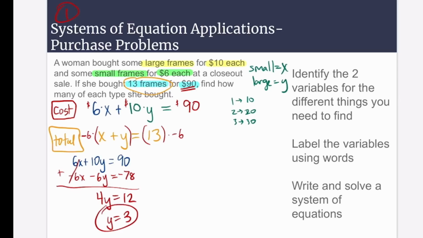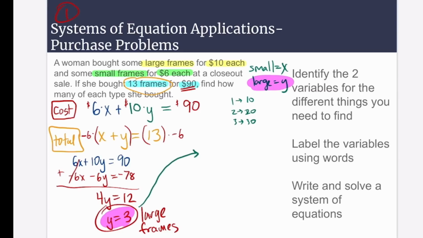What's y? Y is the large frames. So this 3 means 3 large frames. The question is asking how many of each type. So we are not done. We do need to do the work to figure out what the x value is.